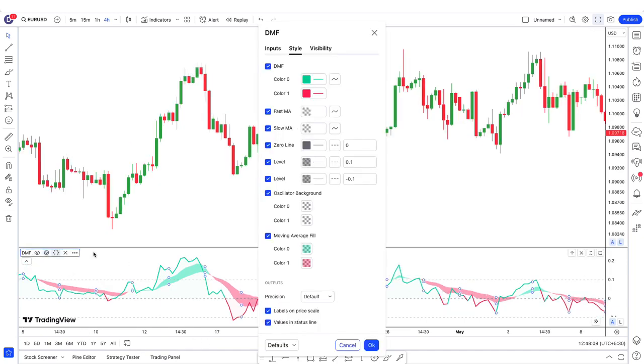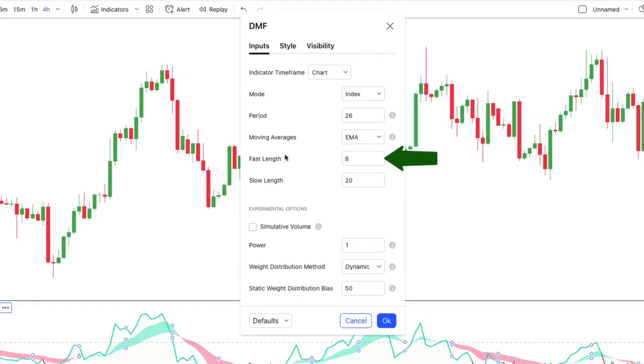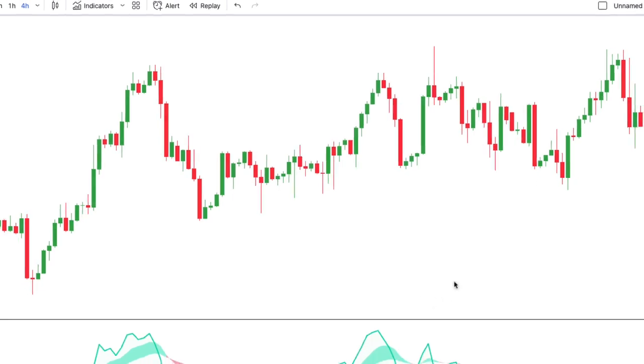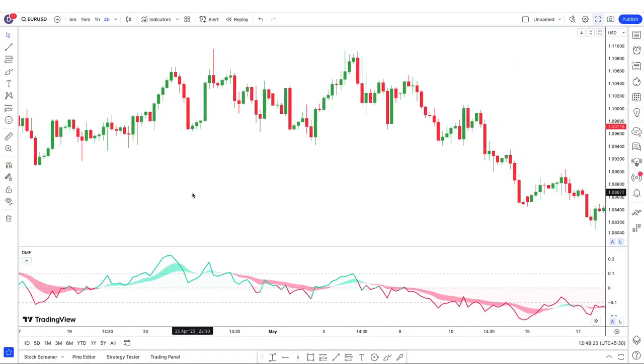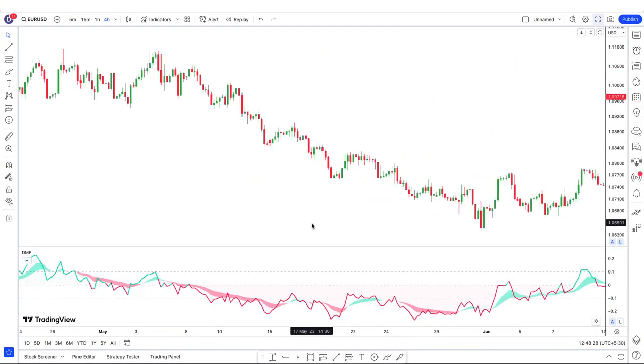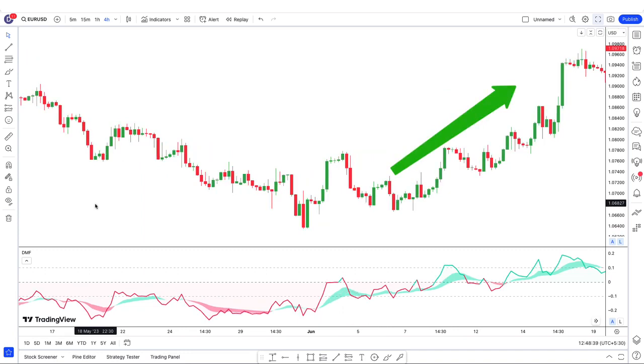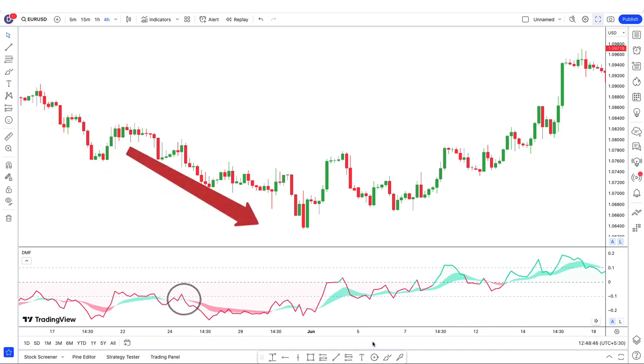The faster moving average line is set at 8 and the slow moving average line is set at 20. And depending on their crossovers, the area in between changes color. When the shorter moving average crosses above the longer moving average, the area becomes green and could be an early bullish signal that the direction of the market is changing. And on the other hand, when the shorter moving average crosses below the longer one, the area becomes red, and similarly, it could be an early signal on reversal.